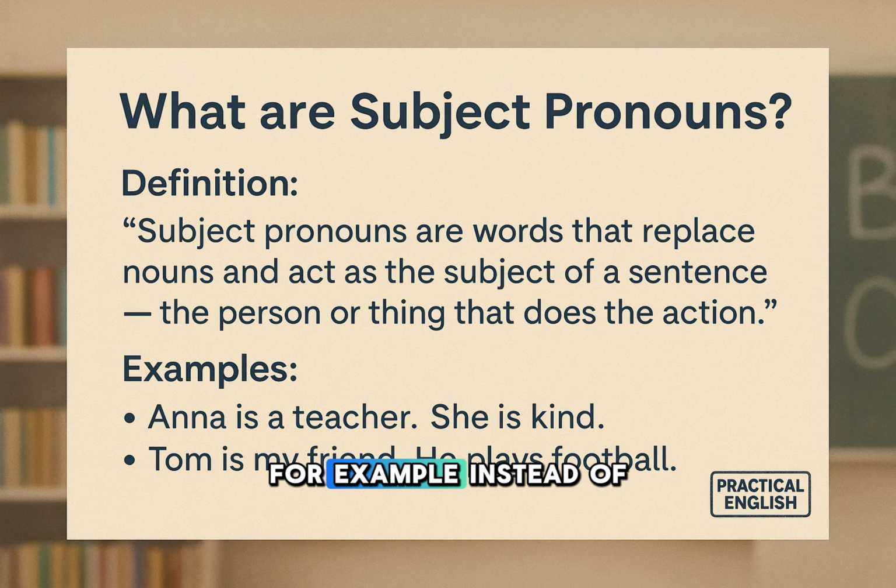For example, instead of saying, Anna is a teacher, Anna is speaking now. Anna is drinking coffee. That sounds repetitive, right? Very repetitive. So instead, we say, Anna is a teacher. She is speaking now. She is drinking coffee. The word she is a subject pronoun, and it makes the sentences smoother.